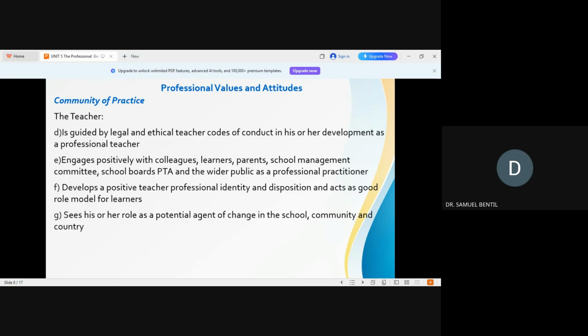So I did not like the idea where the T was removed and they made it PA, Parent Association. There should be PTA, Parent Teachers Association, and the wider public. These are very important things in the community you find yourself. That's why there are some teachers the community loves. In fact, I have a brother who was teaching in a certain community.